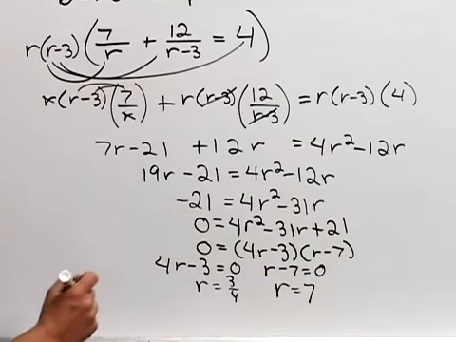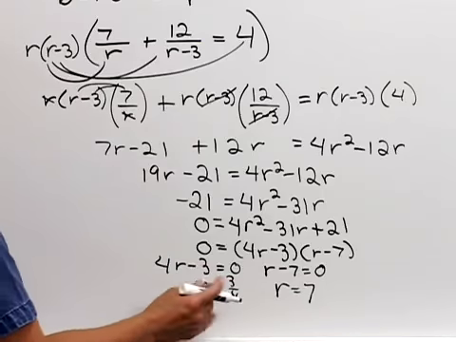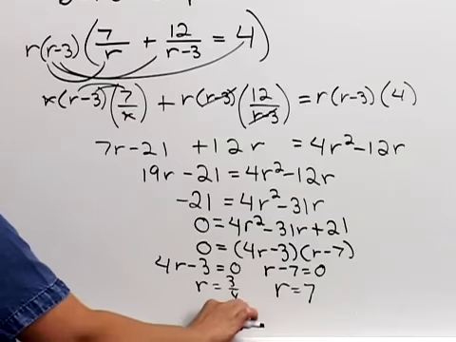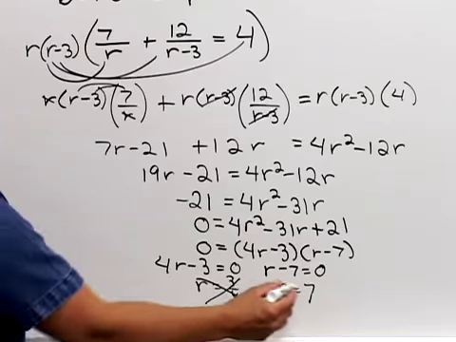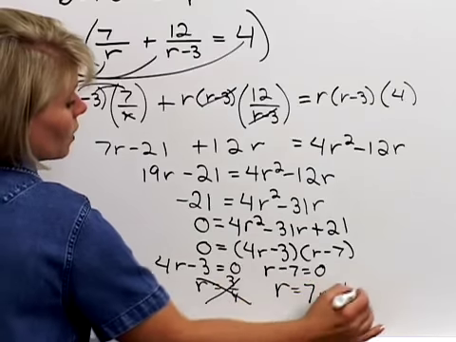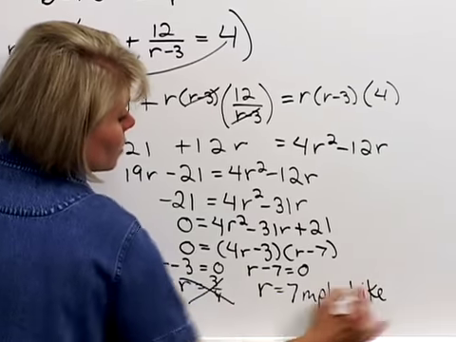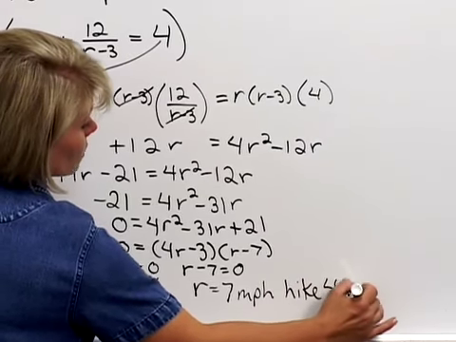Now, we need to figure out which one is the rate at which you walk. Well, the rate at which you hike is 3 slower than these. If you go 3 slower than this, you have a negative rate. We can't have that. So the rate at which we walk is 7 miles per hour, and the rate at which we hike is going to be 3 miles per hour slower, which is 4 miles per hour.